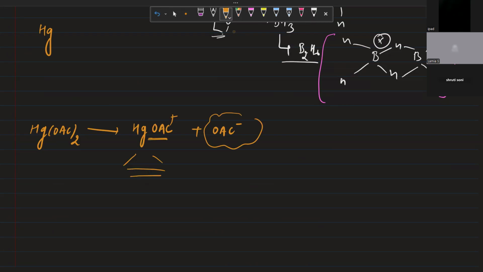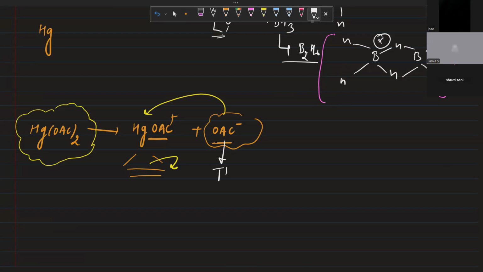Mm-hmm. This HgOAc, and one OAc will be removed. So if OAc- is singly present in the whole reaction, what will it do? It will attach again to this one and break the bond, and doesn't form any sort of alcohol in the end. Why? Because after generating this compound, we are getting only the starting compound again. So we are not able to proceed with the reaction. To stop that, we attach this OAc to THF. So THF will stabilize this OAc, and after that mercury acetate will form and generate the alcoholic compound.